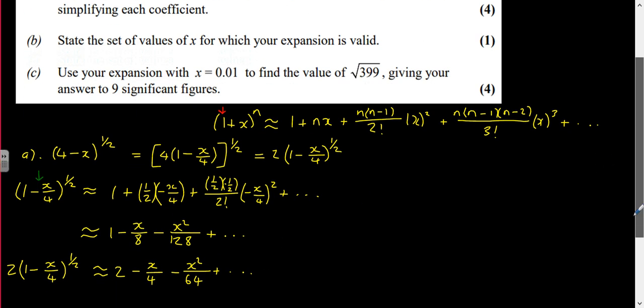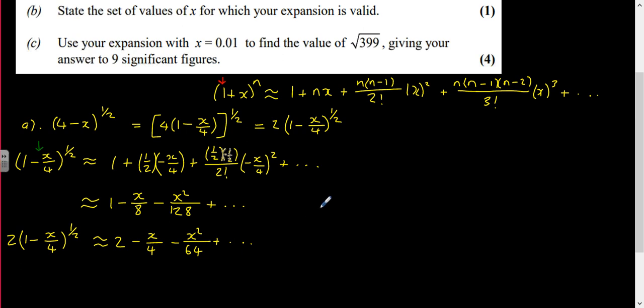So next, we have to state the set of values of x for which the expansion is valid. So the understanding behind this is that if you were just to plonk any old number into this expansion and observe what happens, say, for example, we tried x equals 10. Okay? 1 minus 10 divided by 8, so 1 minus 5 over 4, minus 100 over 128. We keep getting away from 0, right? We're getting further and further away from 0, so it would be diverging, all right? And what we need this sequence to do is to converge.